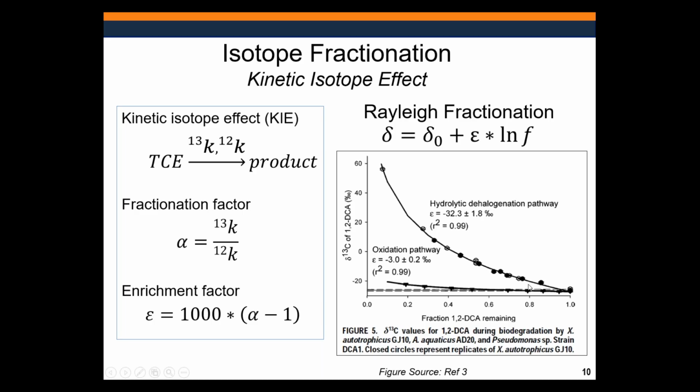The other reason I wanted to show this figure is that if we look at an oxidative pathway for DCE degradation, we see a very different scenario and much, much less enrichment. This is only about -3 per mil. What that tells you is, as this chemical is biodegrading in the field, you're getting very, very slight isotopic enrichment. So it may be very hard to see in the field, whereas this hydrolytic pathway would be very, very easy to document in the field.